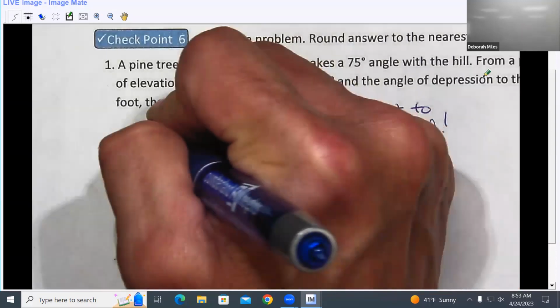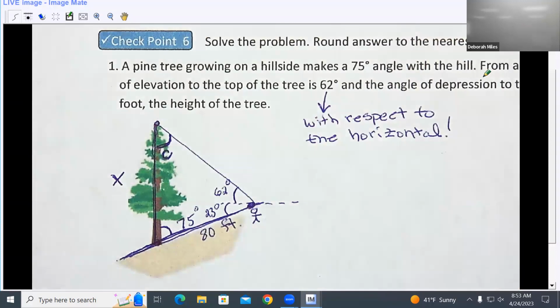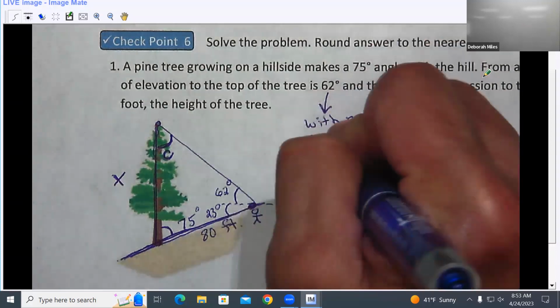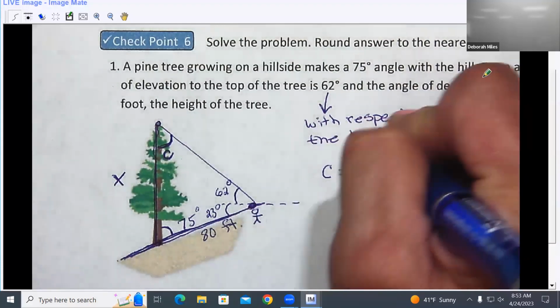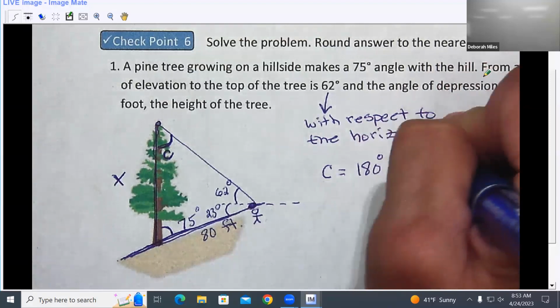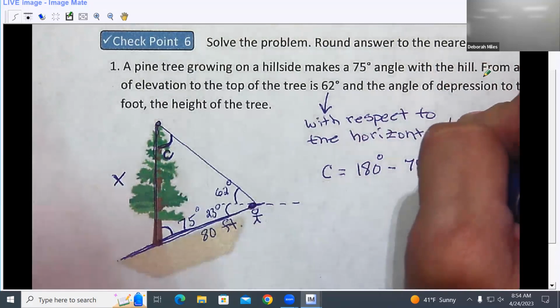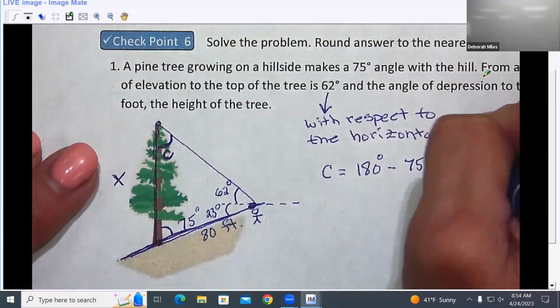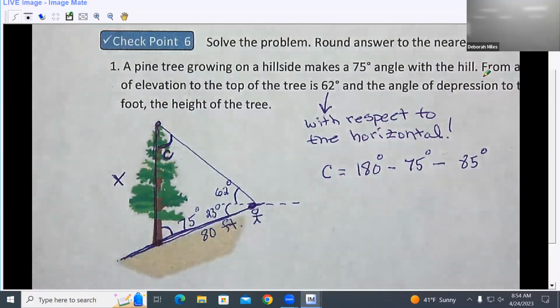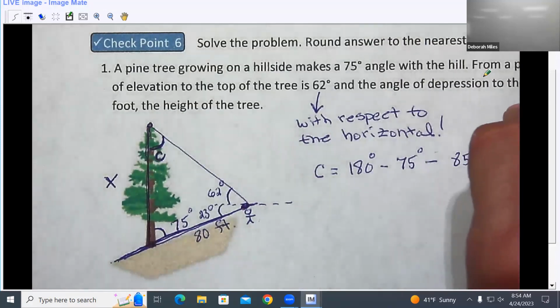You're calling this missing angle of the triangle up here C? Okay. See? So C would be 180 degrees minus 75 degrees minus 62. Or add them and you get 85 degrees. And so C was what? I didn't hear you. 20 degrees.